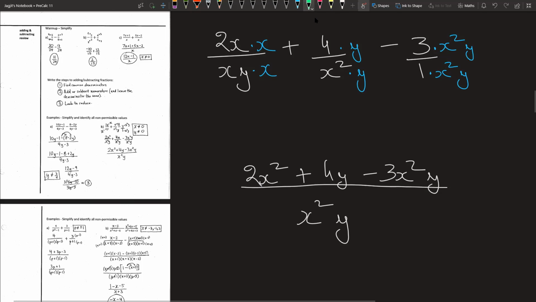And now you write the non-permissibles. I see x squared at the bottom. You say x cannot be equal to 0. I see y. You say y cannot be equal to 0. You can't really simplify this anymore, so that's your answer. Okay, do you guys understand this? It's very important that you guys understand this, folks. It's very important that you understand this part.